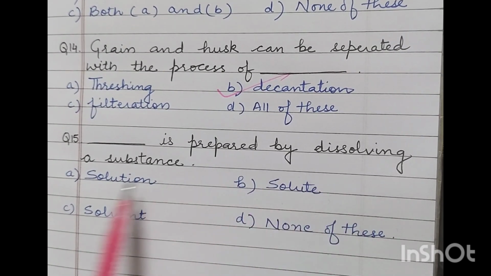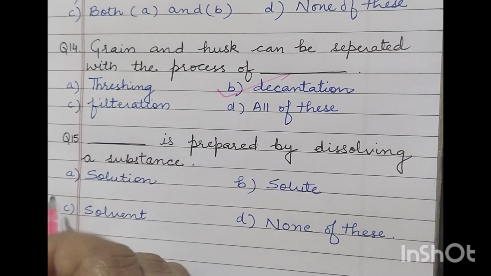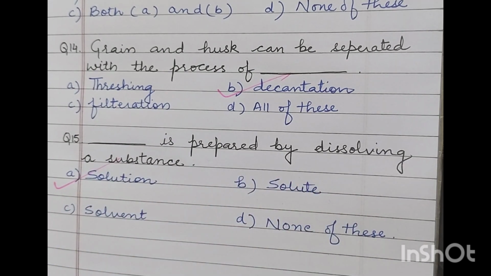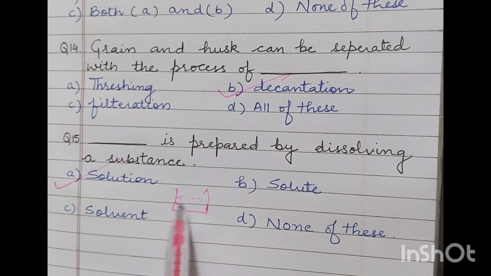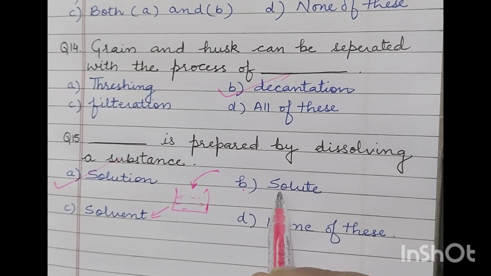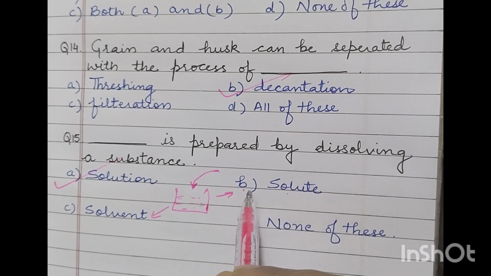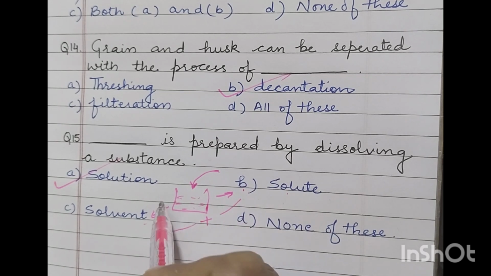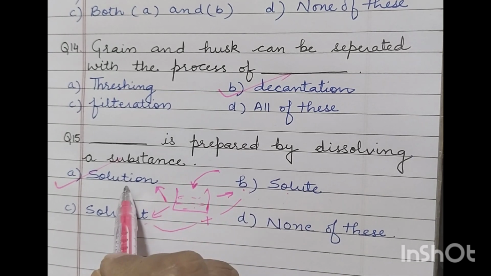Now question number 15. Dash is prepared by dissolving a substance. What is prepared? Solute, solvent, or solution? As you know, a solution is prepared by dissolving a substance. The substance in which we are dissolving is known as solvent, and the substance which is to be added is known as solute. Solute plus solvent, both together make a solution.